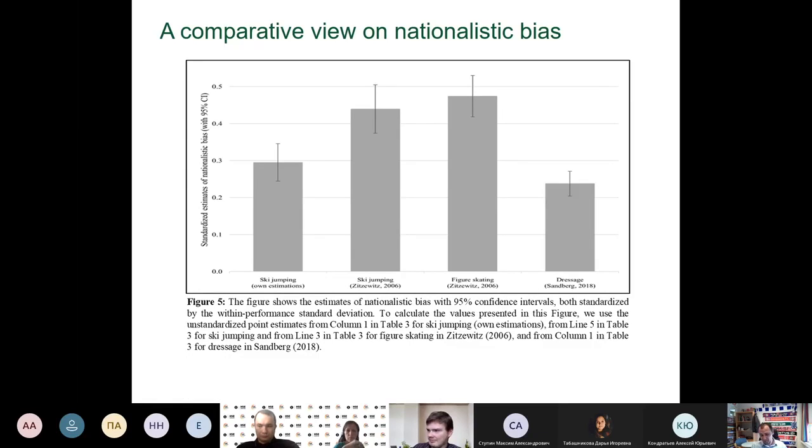But then one may say, look, Alex, you spoke about this thing in science that we cannot replicate findings. So let's compare your findings with the findings of other papers. And this is what we did. So a comparative view of nationalistic bias between our study and studies of Zitzewitz on ski jumping, figure skating, and dressage. And we can see that our results are lower than the bias in the previous ski jumping and figure skating, and they are more or less the same as in dressage, although not exactly the same.